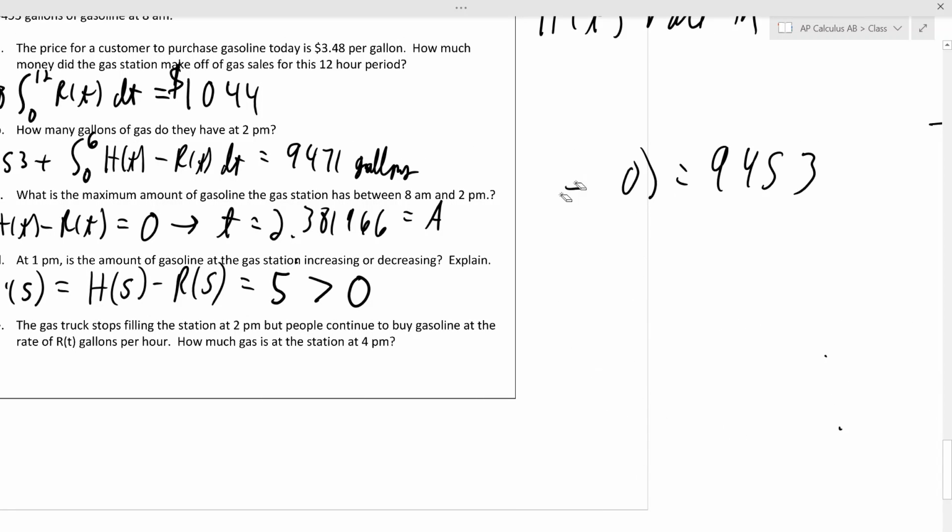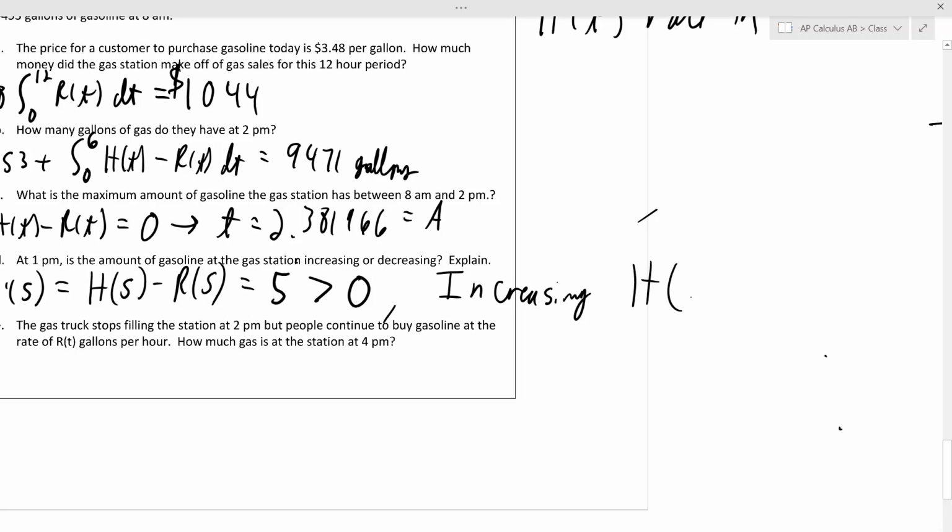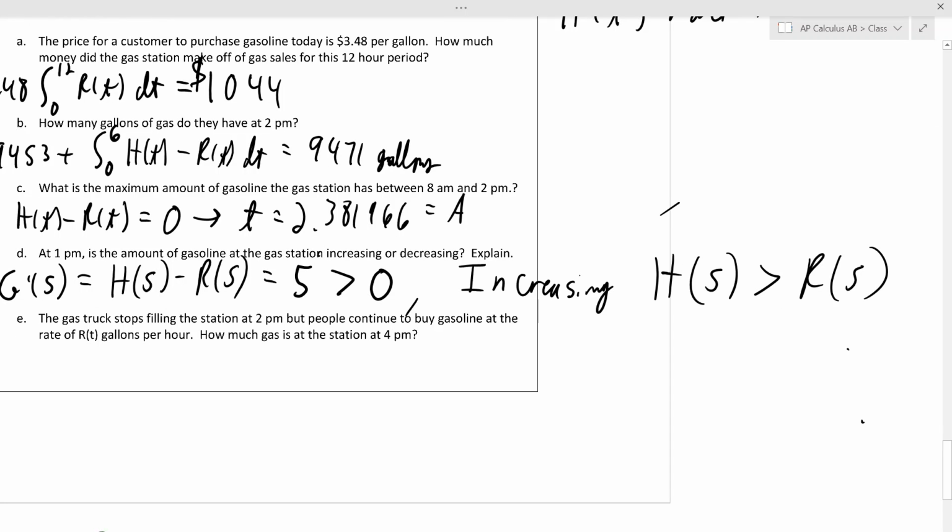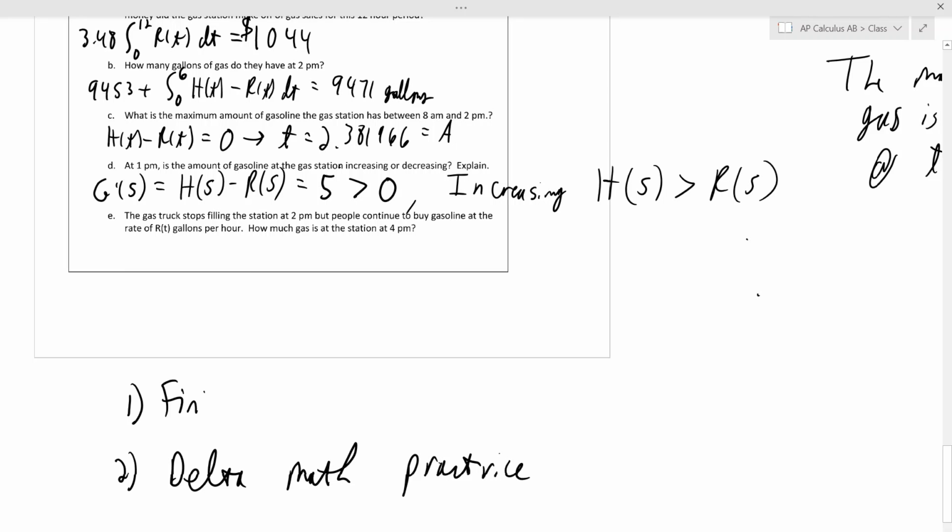All right. So let me erase all this junk over here. You can write this a couple ways, but the easiest way is to say H of 5 is greater than R of 5, which means the rate in is greater than the rate out. So we're getting more gasoline in than we are taking out.